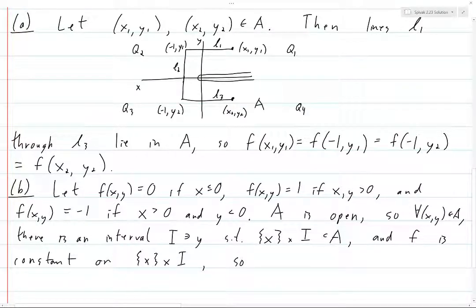So that means that the derivative with respect to the second coordinate of f at x, y equals 0. The derivative with respect to y of f at x comma y is 0, and this holds for all x comma y in A, and therefore d2f equals 0.